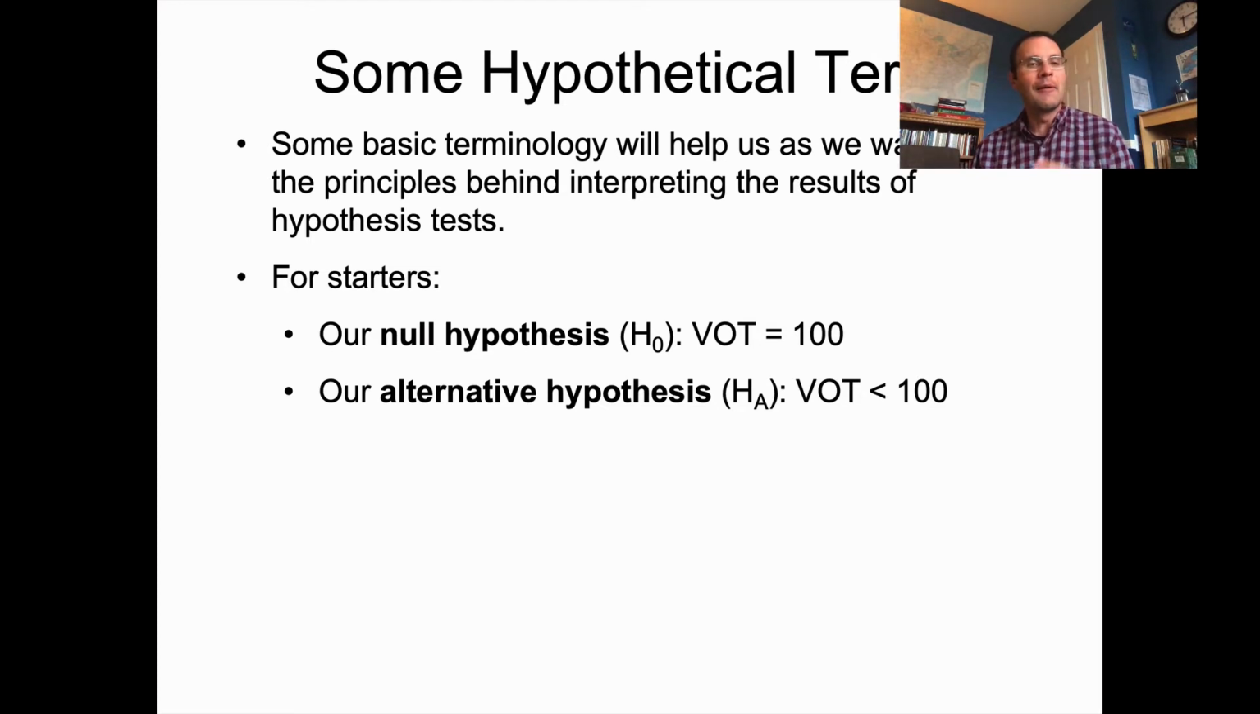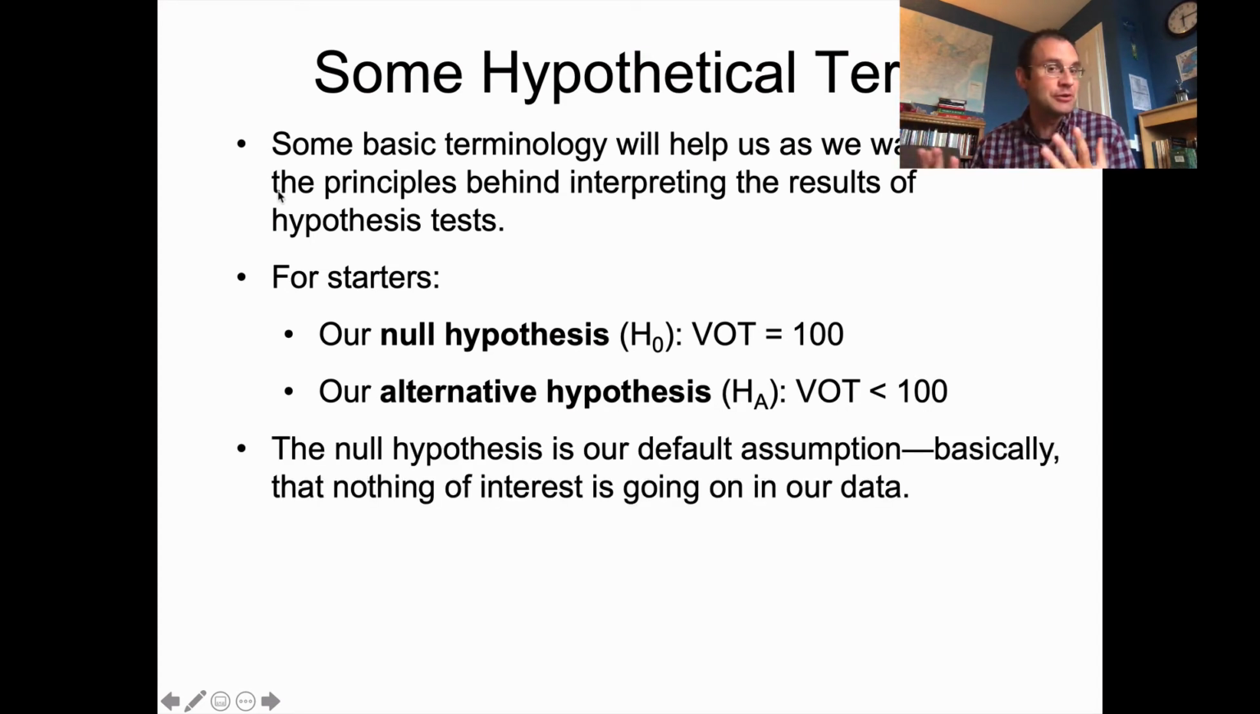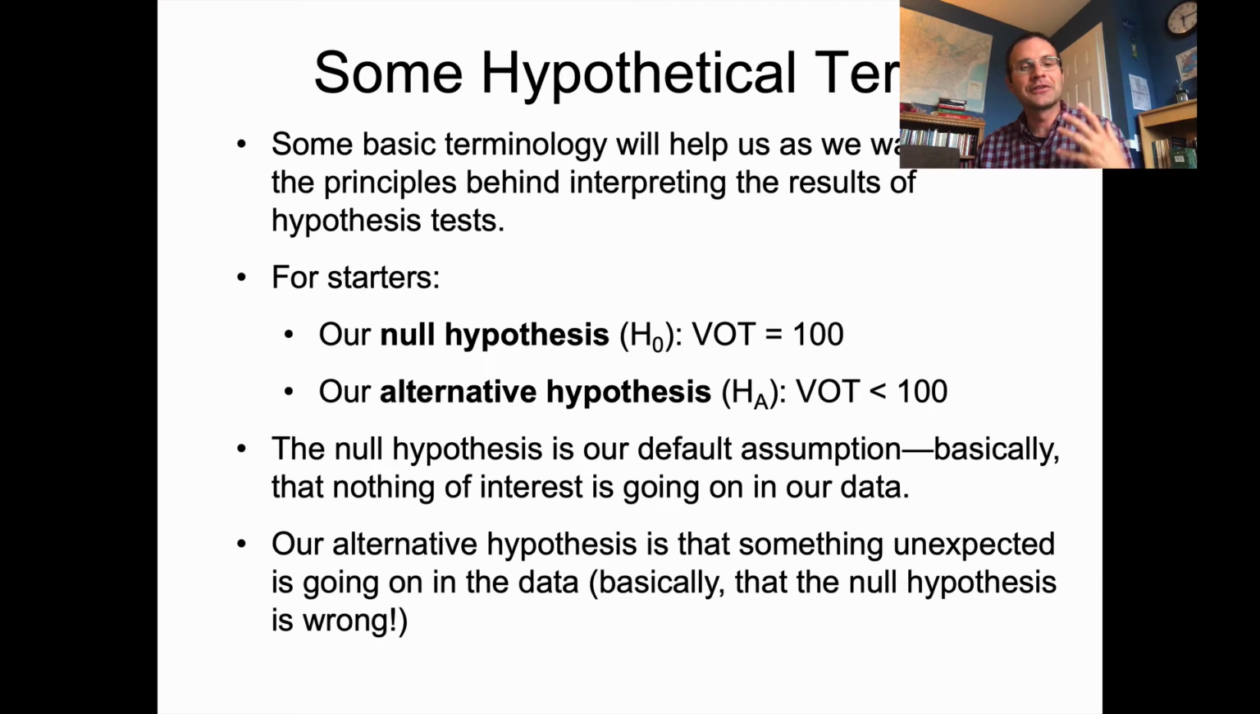So we've got a null hypothesis, that's what we started off with, and then we're going to either accept or reject that. And if we reject that, then we're going to wind up with an acceptance of our alternative hypothesis. So we're just choosing between one or the other, basically. As I said before, the null hypothesis is our default assumption, basically that nothing of interest is going on in our data. If it helps you to think of null as being equivalent to nothing, that might be an easy way to remember how to describe it. Because it's the default, it's the idea that nothing exciting is going on, and the alternative hypothesis is that something exciting is going on, and that exciting thing is basically that the null hypothesis is wrong.